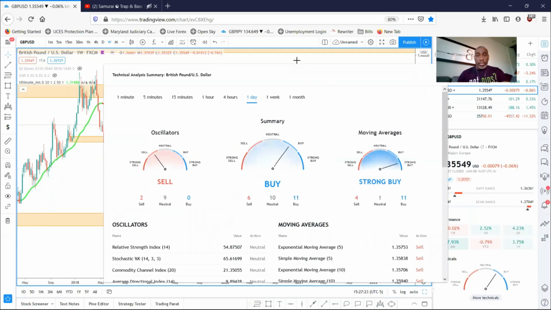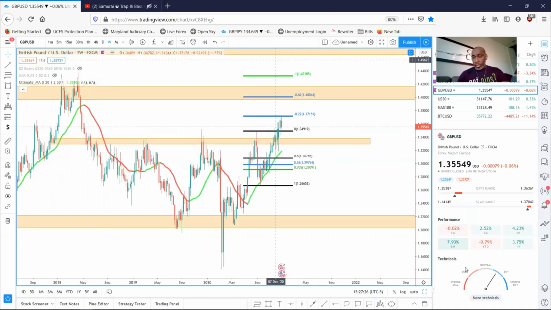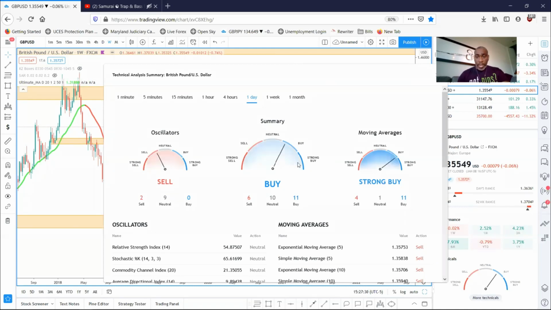And what we're looking at is on the daily, we're looking at a strong buy. On a weekly, we're looking at a strong buy. And on a monthly time frame, we're looking at strong buys. So on the hour, it looks like it's a bit of a sell, but understand on the higher time frames, we're looking at a buy direction.